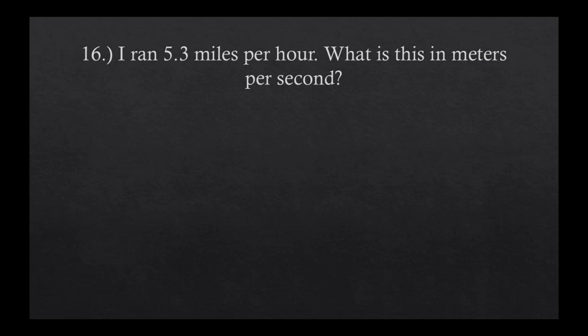So we're still in section 11. I ran 5.3 miles per hour. What is this in meters per second? Well, remember way back in section 4, we talked about the word per being a fraction bar. So if I had 5.3 miles per, that is the fraction bar, then I have 1 hour. So you can see now how I have labels in the numerator and in the denominator, and I might have to change them both. So when I look at what I want, meters per second, I have to change miles to meters and hours to seconds.